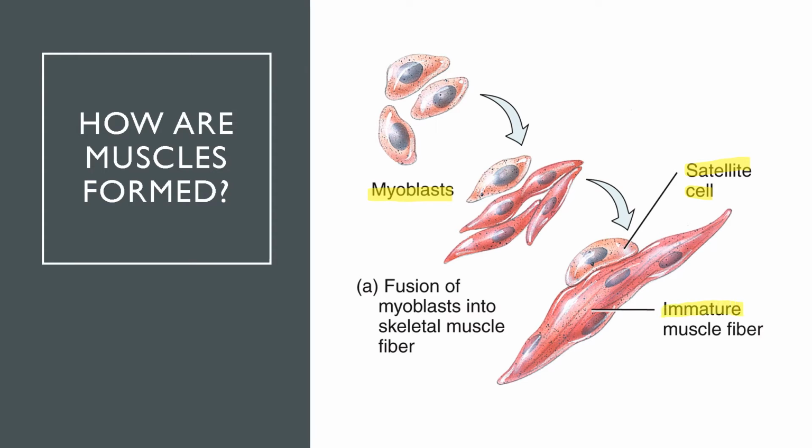You can see these multiple nuclei within that muscle fiber cell, and this is from the fusion of all of those myoblasts. Now there's always going to be satellite cells around muscle fibers that can divide when needed to provide more muscle tissue.